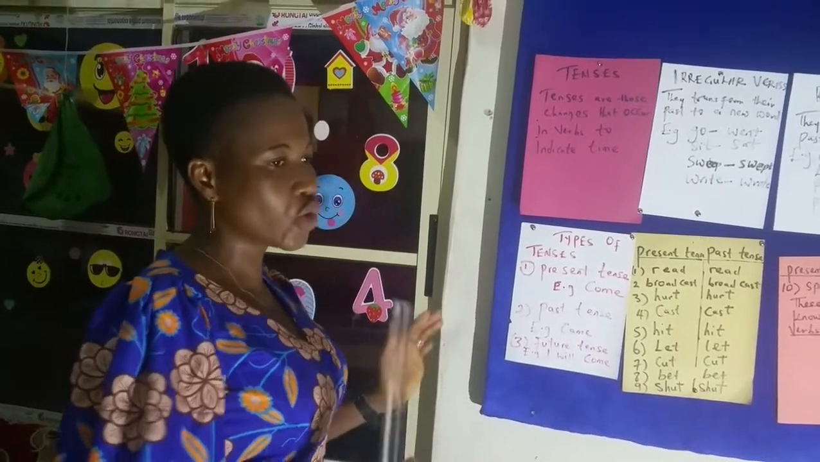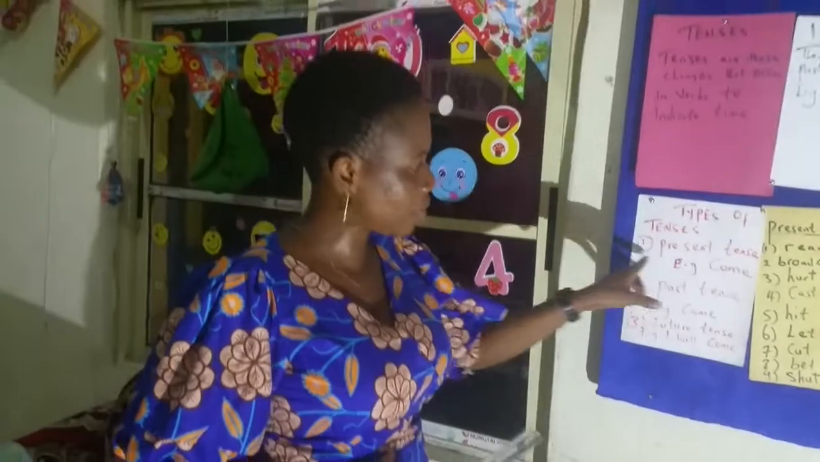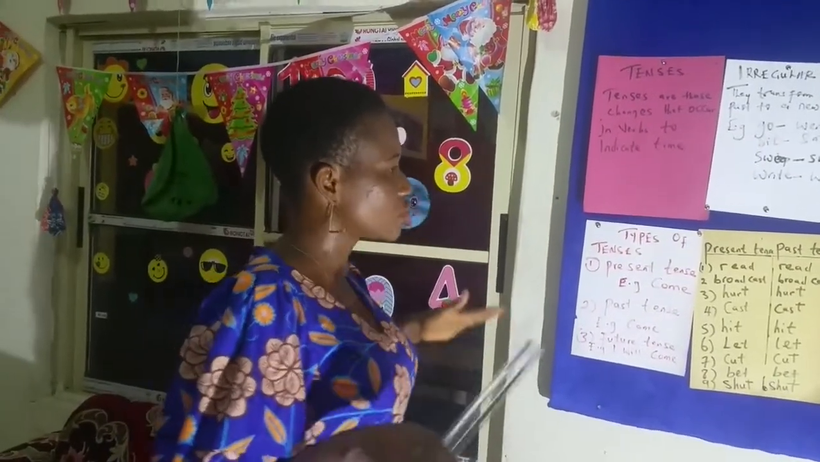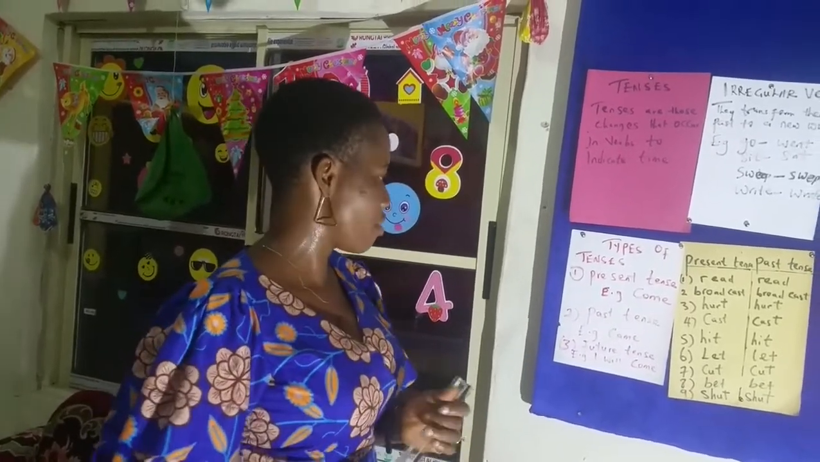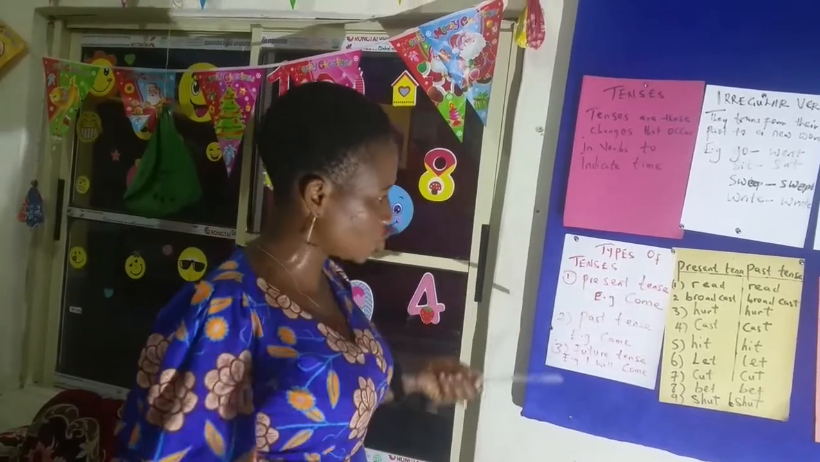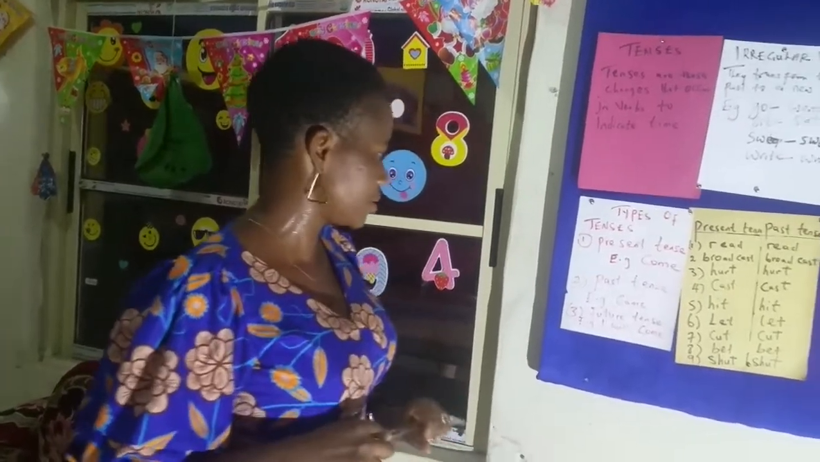For example, she cooks every day. She cooks every day is a habitual statement or something that is happening at the moment. She comes to school early. You can't say she came to school early. It is very wrong. So for that reason, present tense is used to indicate habitual action, constant action, or action that happened at the moment.